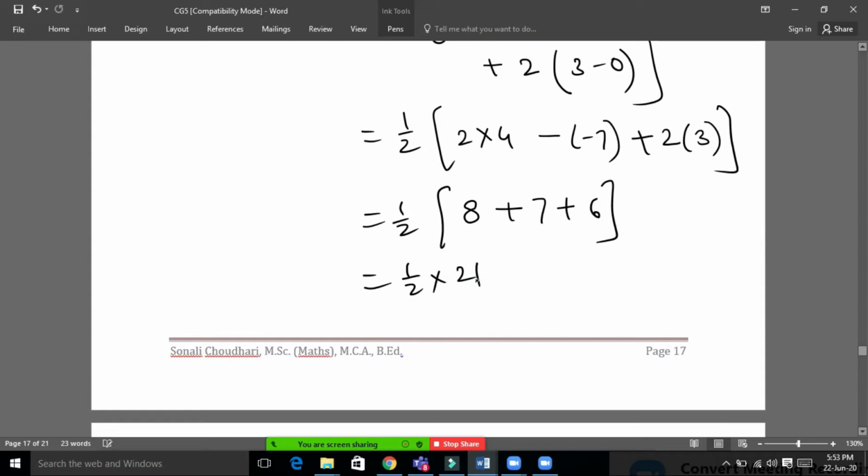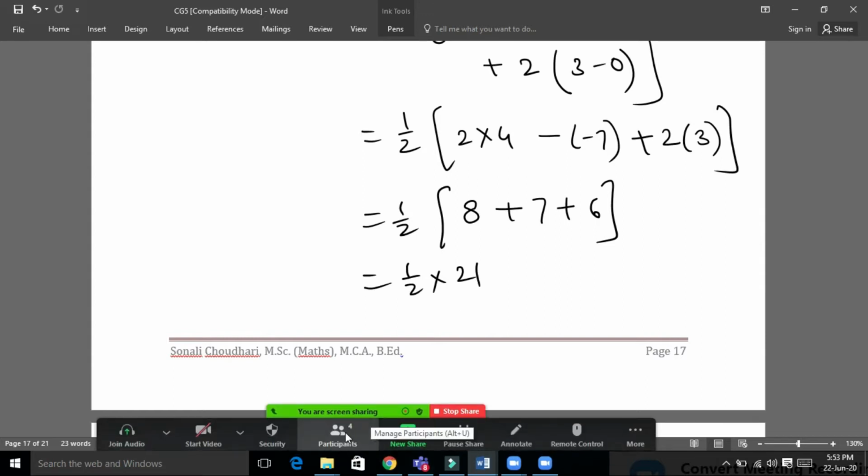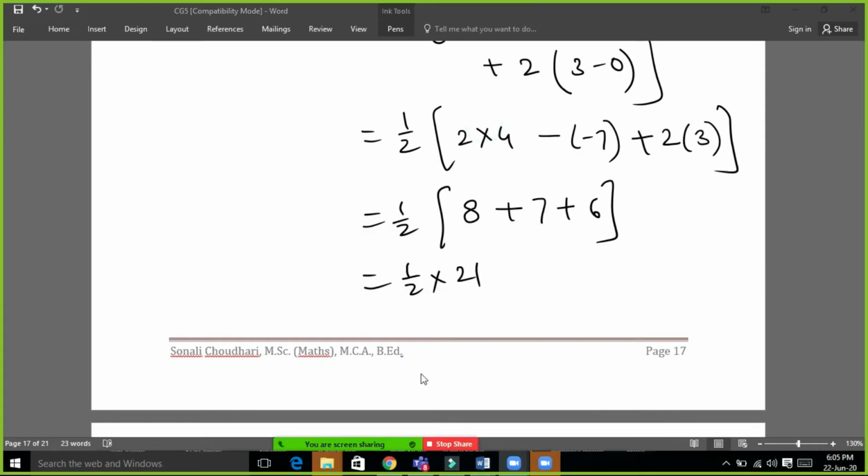So we can write 21 by 2 or 10.5. We have to give the unit for the area of the triangle, so it becomes 10.5 square units.